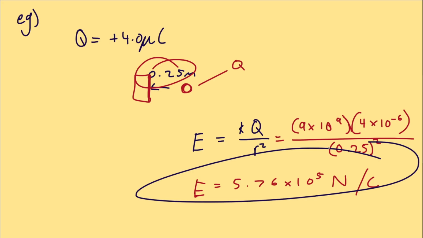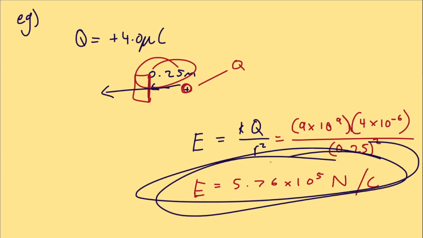How about the direction? The source charge is positive. That means the field points away from the charge. The field is outward. So if we look at a position to the left of the charge, then the field is pointing left. Direction is left, and this is how much magnitude.